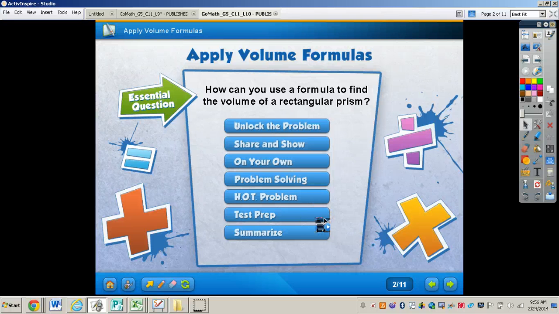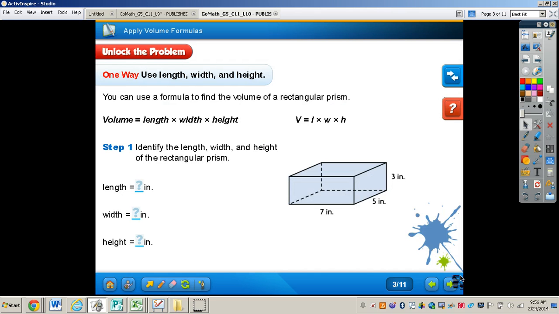In this video, we're going to be taking a look at applying volume formulas. I've touched on this in previous videos, how you multiply the length times the width times the height. Now we're going to use that as a formula to find volume. The essential question we're going to focus on is: how can you use a formula to find the volume of a rectangular prism? So let's check this out.